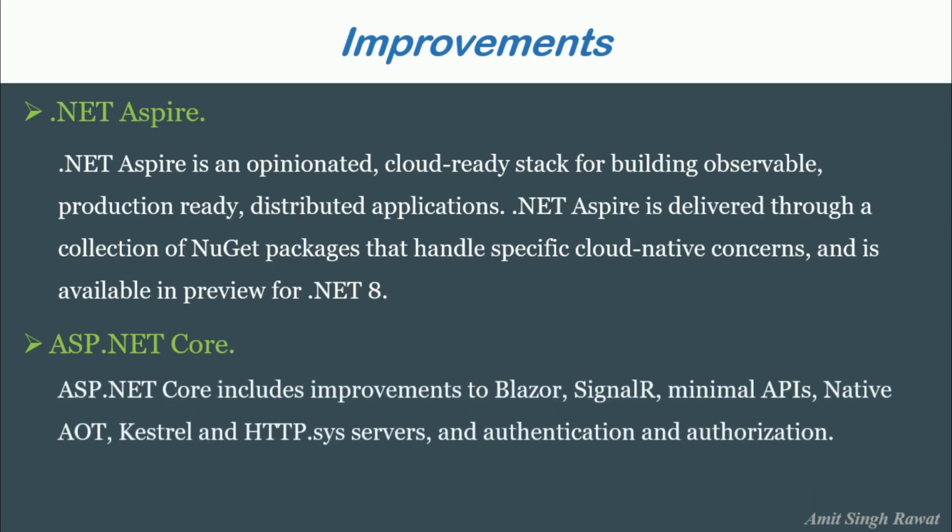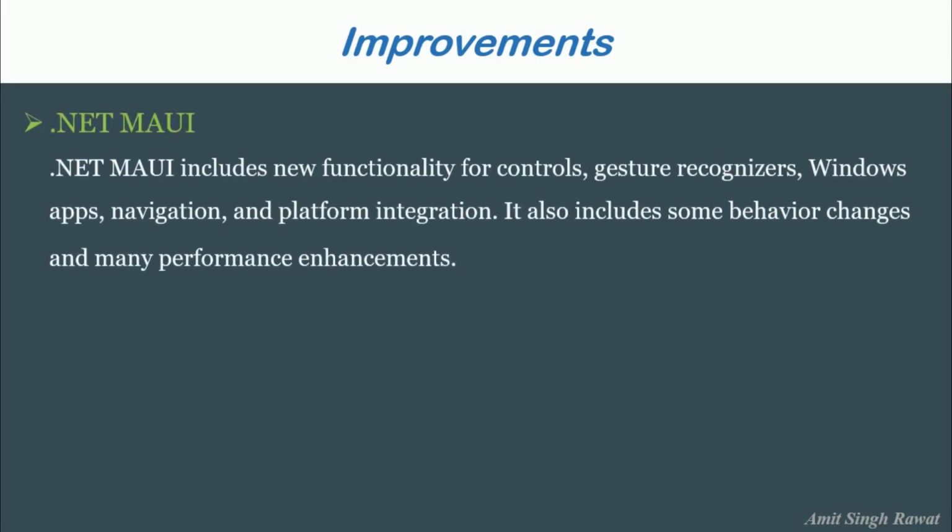Then we have improvements around ASP.NET Core. ASP.NET Core includes improvements to Blazor, SignalR, minimal APIs, native AOT, Kestrel, and HTTP.sys servers, and authentication and authorization. Next is .NET MAUI. So .NET MAUI includes new functionality for controls, gesture recognizers, Windows Forms navigation, and platform integration. It also includes some behavior changes and many performance enhancements.